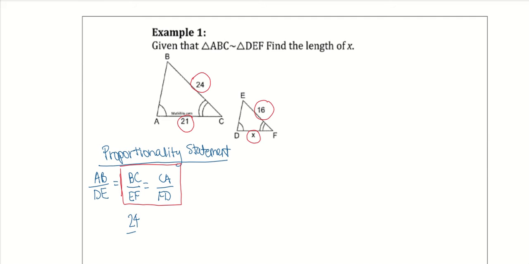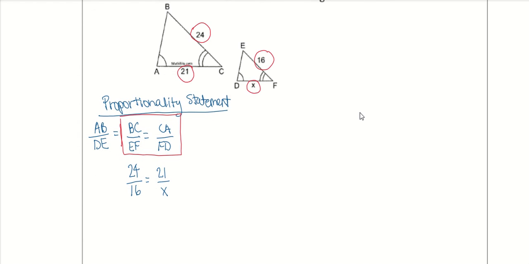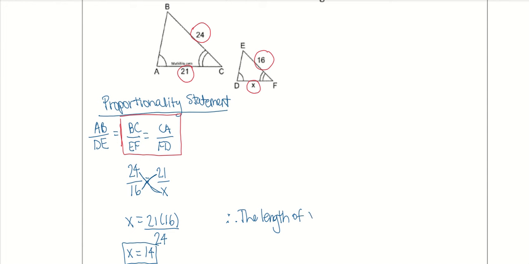So we have 24 over 16 is equal to 21 over X. And now this looks very similar to what we did earlier in the lesson for 4.1. So if we want to solve for X, we can just cross multiply. So we have X is equal to 21 times 16. And then remember that whatever gets multiplied by X is what we're going to divide by. So divide by 24. If you do that in your calculator, 21 times 16, divide by 24, hit your equal sign, you should get 14. Therefore, the length of X is 14 units.